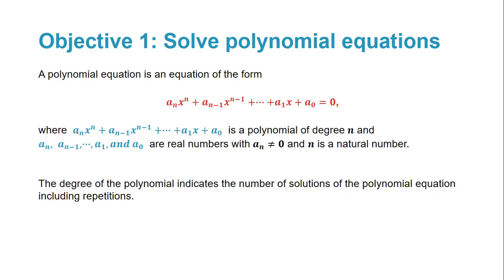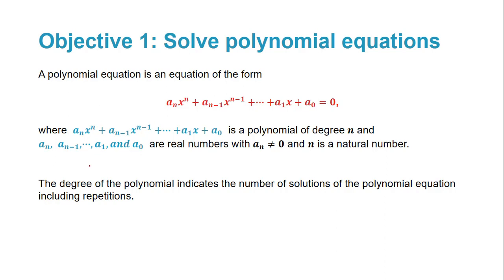where this expression on the left side of 0 is a polynomial, right? A sub n x to the n plus all the way through a sub 0 is a polynomial whose degree is n, and these a sub i values are just real numbers, where a sub n is not 0 and n is a natural number.